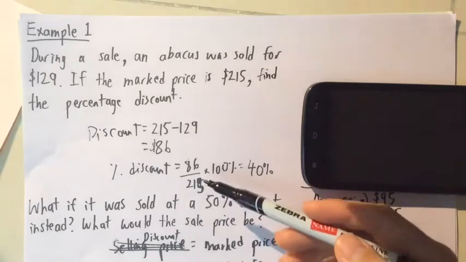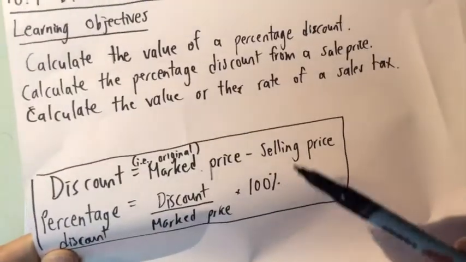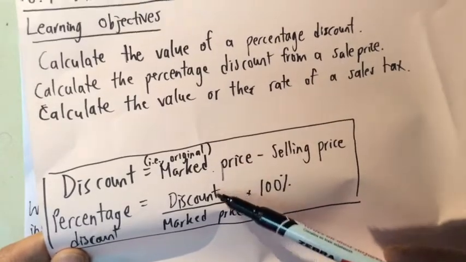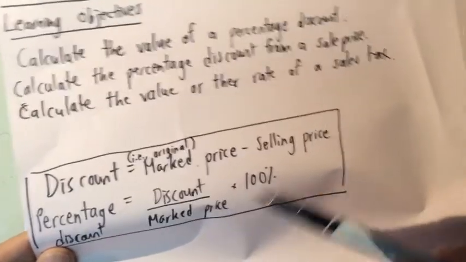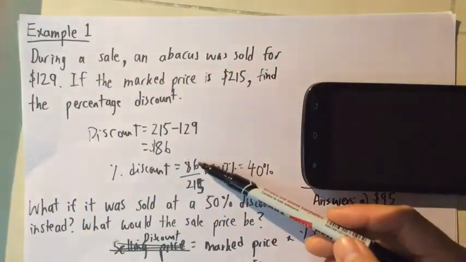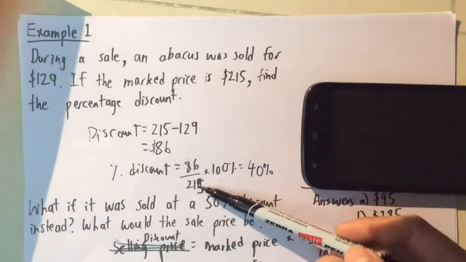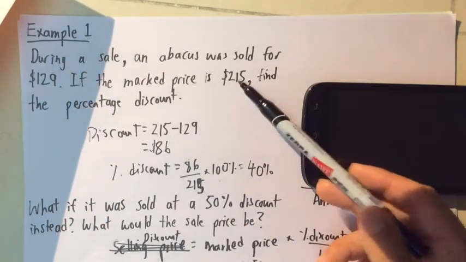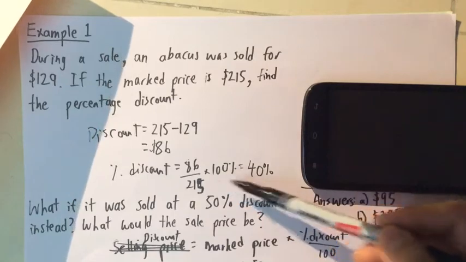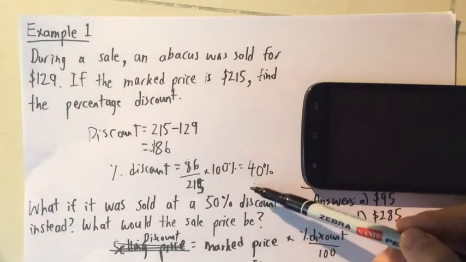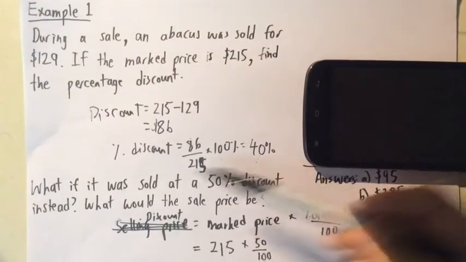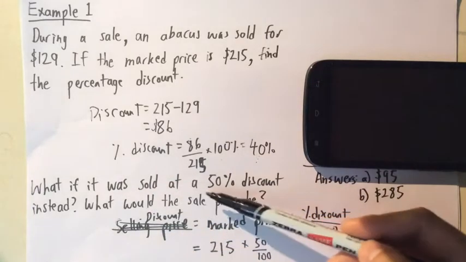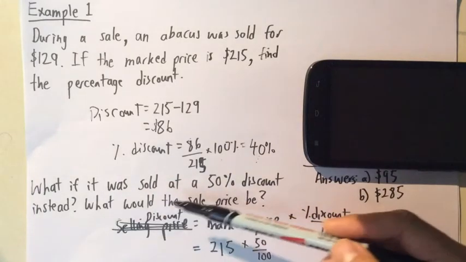Your percentage discount would then be, remember, refer back to the formula if you forget, the discount divided by the marked price times 100. So remember, our discount is $86. The marked price, the original price, is $215, and we multiply that by 100%. That gives us 40%. Our next question asks, what if it was sold at a 50% discount instead? What would the sale price be?